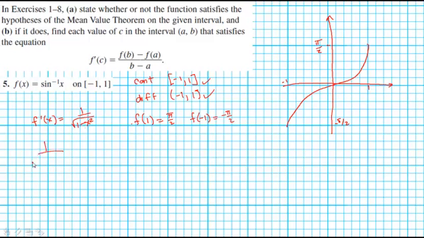1 over the square root of 1 minus c squared is equal to pi over 2 minus negative pi over 2, and that's all over 1 minus negative 1. Or this is pi over 2. Add those two, get pi. Add those two and get 2. And so now the question is, can we find a value c that satisfies that equation?